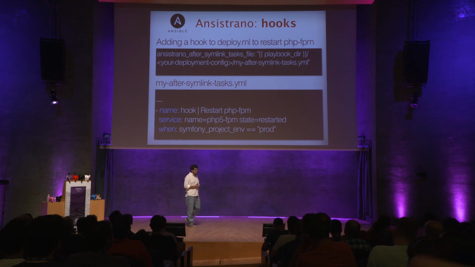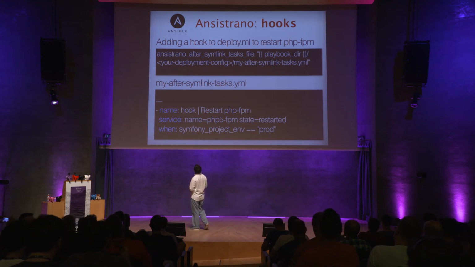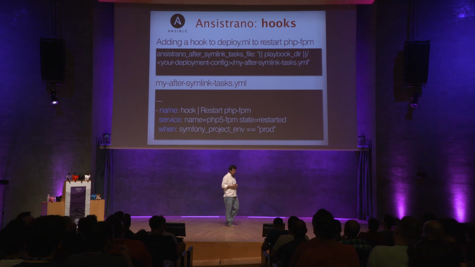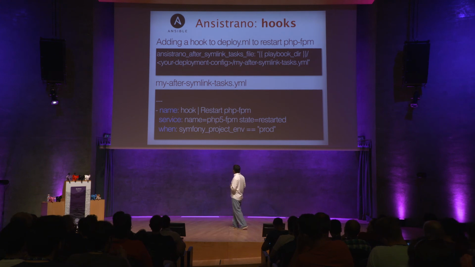So the way you add hooks is that in your playbook, you change the variable like this. You specify a YAML file in the Ansible configuration. And then in that playbook, you can, for example, restart PHP FPM if you need to.